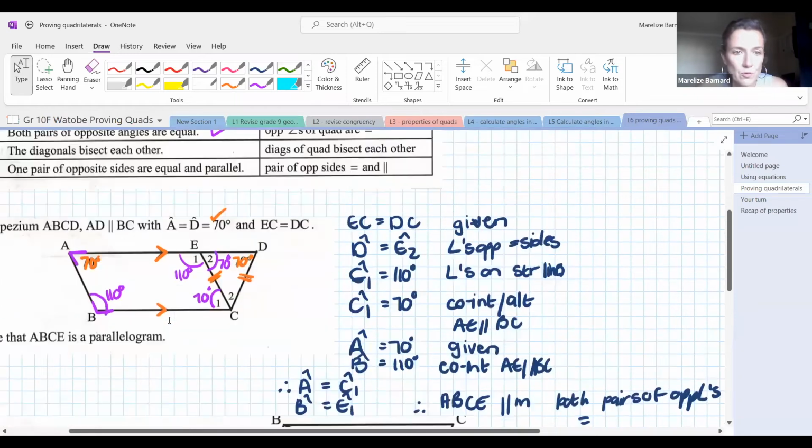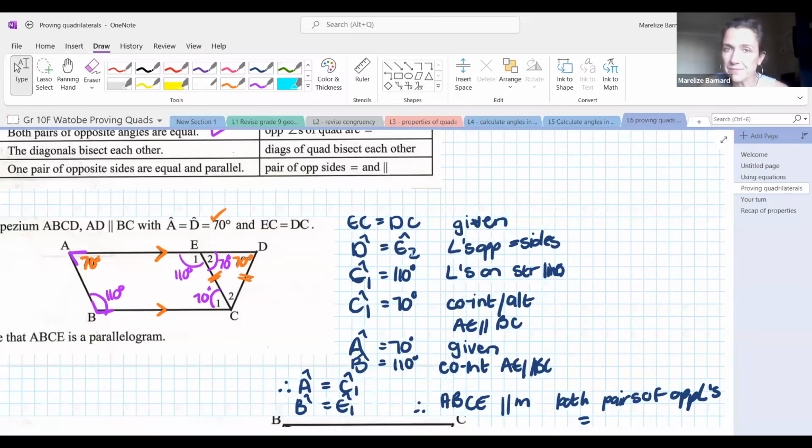We didn't solve for C2. That's okay, Tuli. We didn't really need C2 for our proof of the parallelogram. We could solve for C2 by doing angle sum of a triangle.